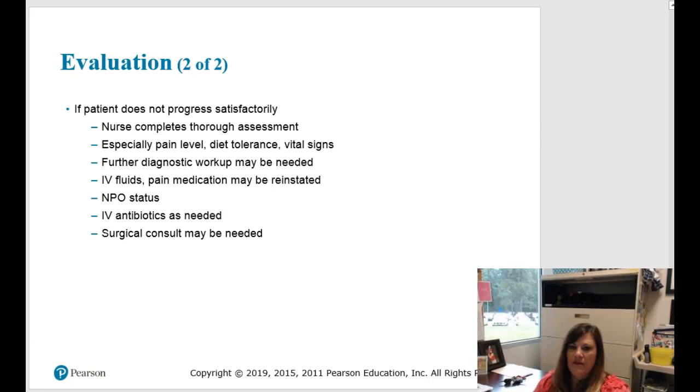And then finally, if they don't progress satisfactorily, we're going to do a thorough assessment just to make sure there's nothing else going on. Pain level, diet tolerance, vital signs will all be imperative to do. IV fluids, pain medication may be reinstated if they're not getting better. They might have to be NPO for a while or have some IV antibiotics. May need a surgical consult if nothing else works. And so we're going to make sure that we're prepared to do all of those things.